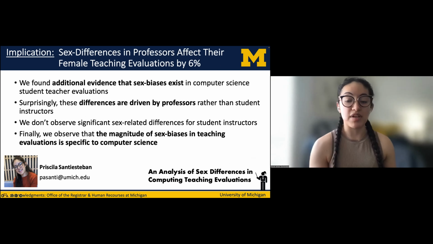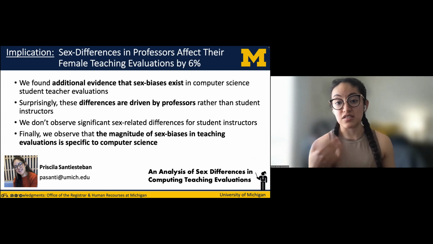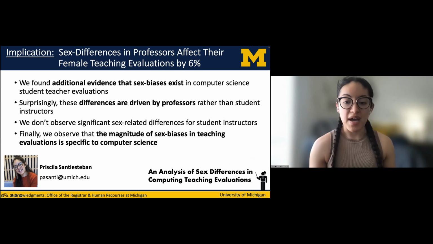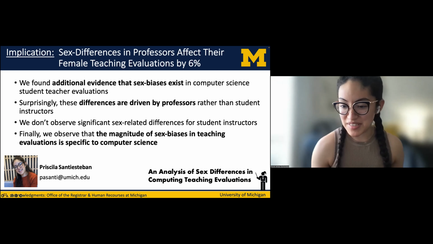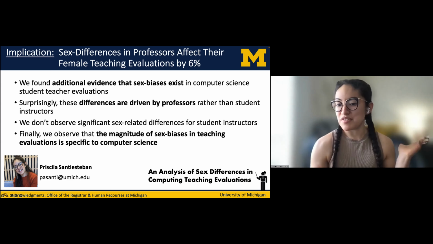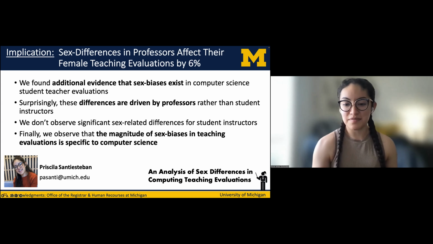So just to summarize the implications of our study, we found additional evidence that sex bias in computer science teaching evaluations does exist. They contribute to the greater sex bias in teaching evaluations that exists in academia. We also looked into sex bias for teaching evaluations submitted for non-professors, such as student instructors, but found no such biases. Female professors seem to hold most of the burden, unfortunately. In general, we observed that the magnitude of sex biases in teaching evaluations is specific to computer science. So again, thank you for listening to my presentation. And I think we can open the conversation for any discussion or questions.